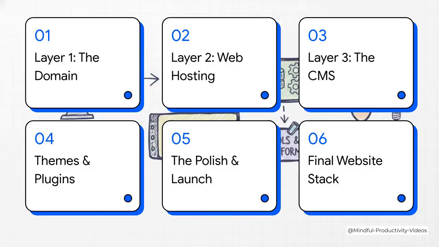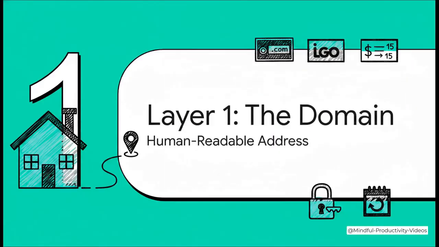So here's our roadmap. We are breaking this whole thing down into 4 really accessible layers. Layer 1 is your domain, Layer 2 is web hosting, Layer 3 is your CMS, and Layer 4 is your themes and plugins. Starting off with Layer 1, the domain name, or the human-readable address. Just like a physical house, you absolutely need an address before people can find you, and you usually secure this for a pretty tiny annual fee through a registrar.